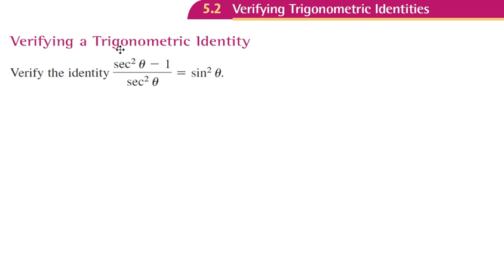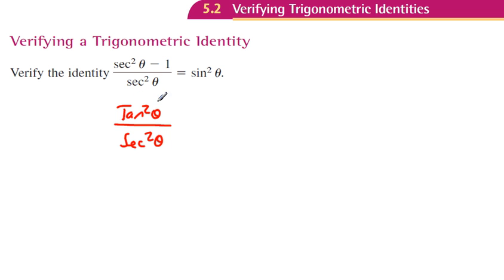All right, so let's go and do this here. Obviously, the left side is a lot more complicated than the right side, so I'm going to deal with this guy over here. Secant squared theta minus 1 is an identity, and we can replace that with tangent squared of theta. So I replace this with tangent squared of theta, and that's all over secant squared theta.